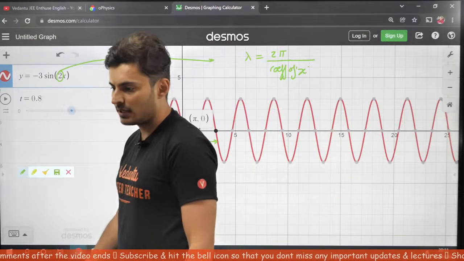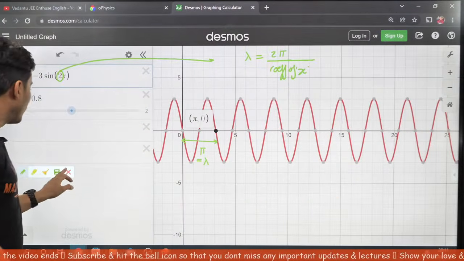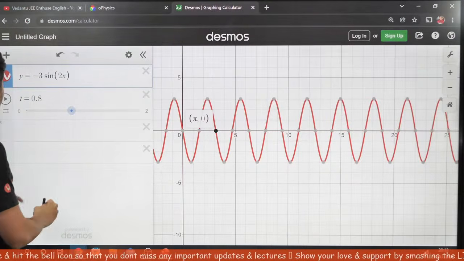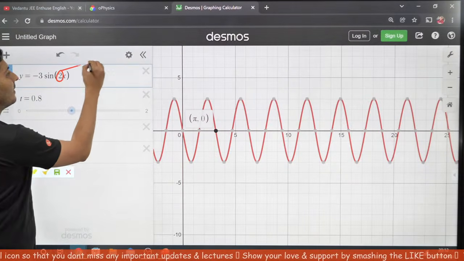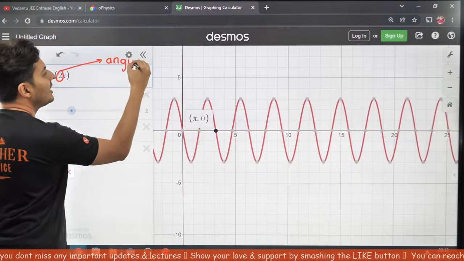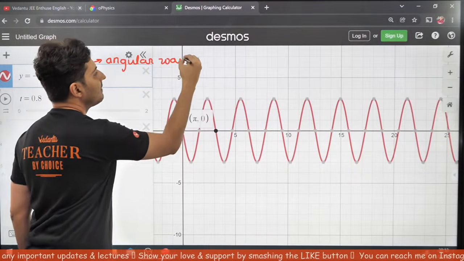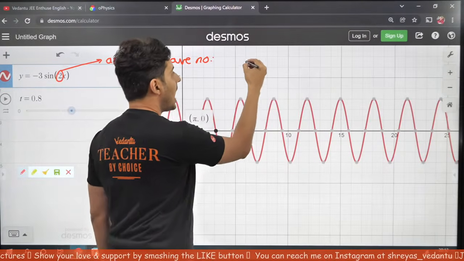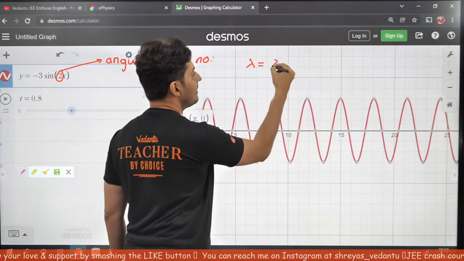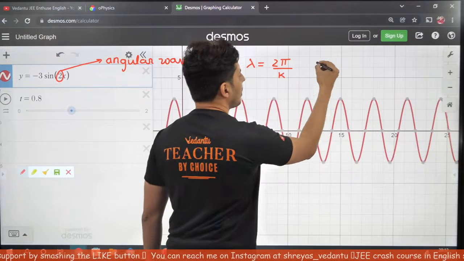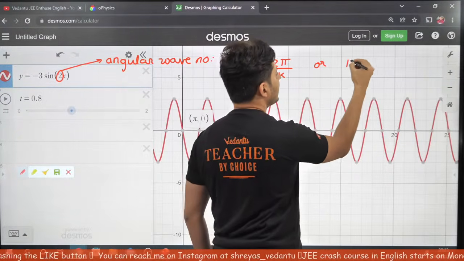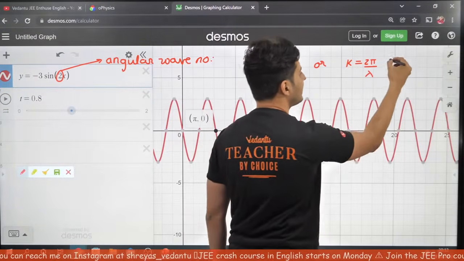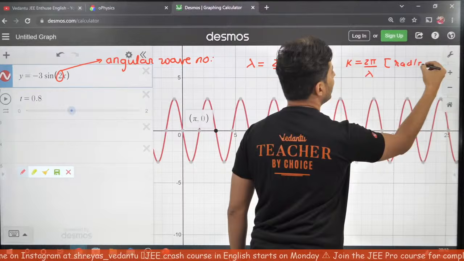Perfecto? Yes. Excelente. So, what is this number called? This number over here is called the angular wave number. I just told you lambda will be 2 pi by k, or you can just shift k and lambda: k is nothing but 2 pi by lambda. If you are concerned about the units, the unit will be radian per meter.